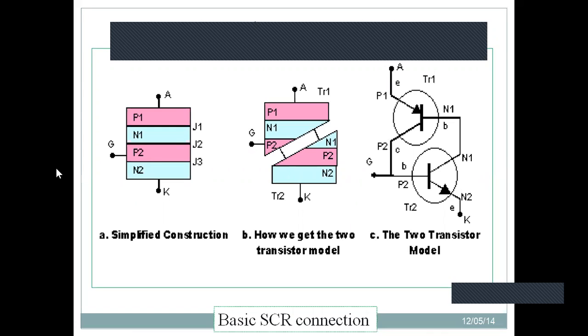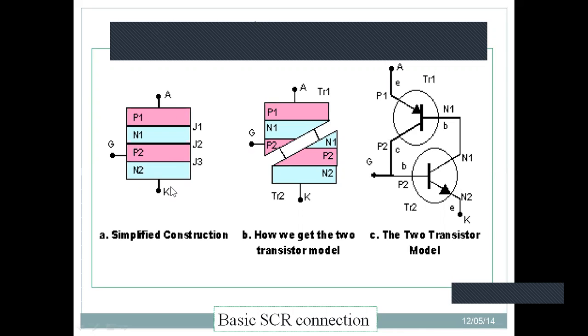In figure number A, you can see this is SCR. We have 3 terminals, that is anode, cathode and gate. The current will flow from anode to cathode, okay, and this flow of current can be controlled using gate terminal G. Now this SCR has 3 junctions, J1, J2 and J3. So we connect gate terminal at P2. Okay, so this is how the basic SCR will look.